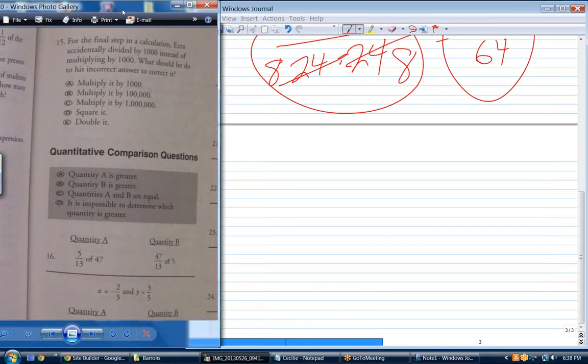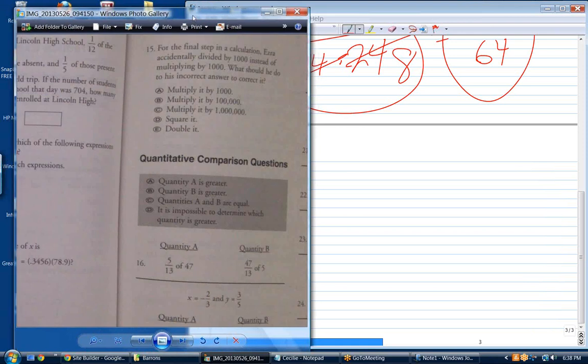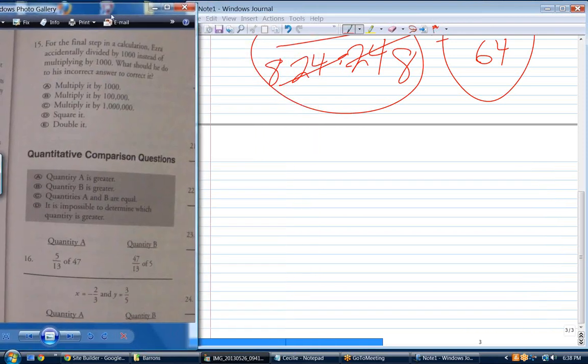Let's see, there's one more in decimals and fractions. For the final step in a calculation, Ezra accidentally divided by 1,000 instead of multiplying by 1,000. What should he do to his incorrect answer to correct it?